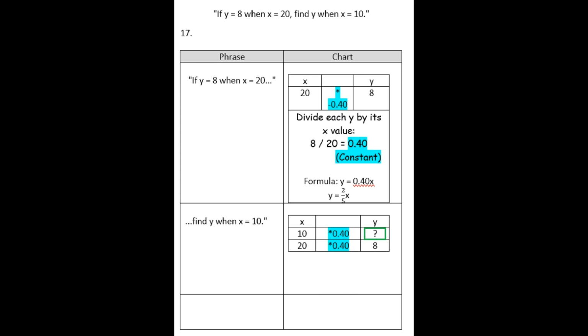So we know that when x is 20, y is 8. Now we have to find y when x equals 10. How do we solve for that? We multiply 10 by 0.4. And our answer is 4. 10 times 0.4 is 4. So when x is 10, y is 4.